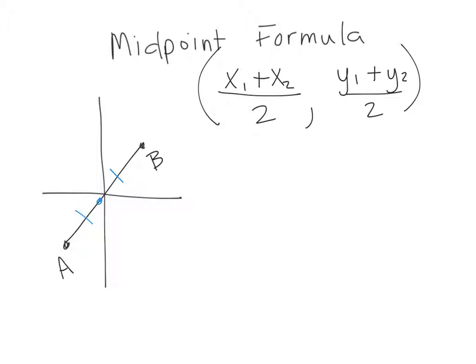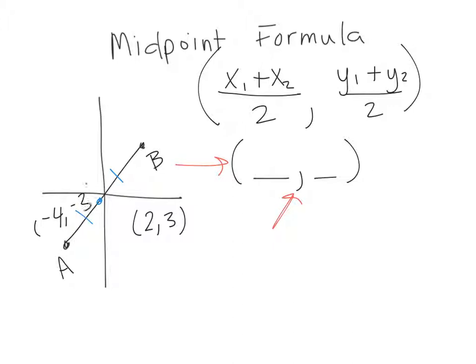And then make sure you always write your answer as an ordered pair. So I need to have parentheses, and I need to have a comma separating them. So let's try. Let's say B is at (2, 3), and A is at (-4, -3). So to find the midpoint, I let this one be x1, y1. You don't really even need to label these. This is x2, this is y2.